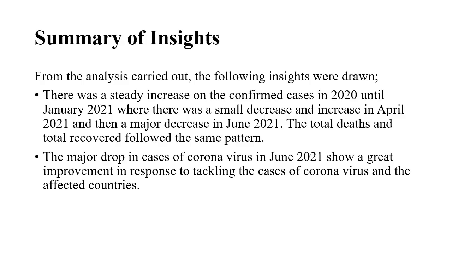So, summary of the insights from this analysis. It seemed that there was a steady increase of confirmed cases in 2020 until January 2021, where there was a small decrease, and there was an increase in April 2021. Then there was a major decrease in June 2021. The total deaths and total recovered cases also followed the same pattern. Therefore, I can say that the major drop in cases of coronavirus in June 2021 showed a great improvement in response to tackling the cases of coronavirus in the affected countries.